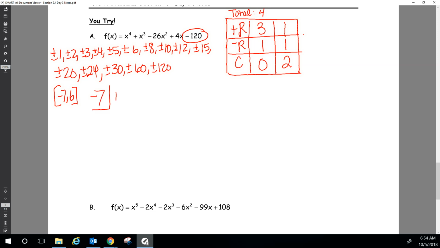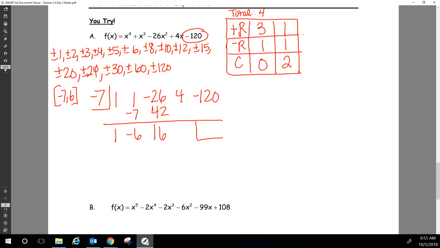There we go. 1 for x to the 4th, 1 for x cubed, negative 26x squared, 4, negative 120. We went in descending order, so I did not need to have any placeholders. Remember, if this is a lower bound, I should have alternating signs on the bottom. So bringing down 1 times negative 7 is negative 7, plus 1 is negative 6 times negative 7 is 42. So this is 16.